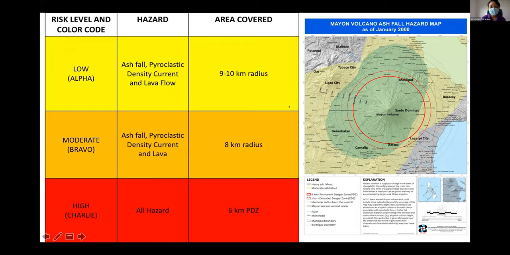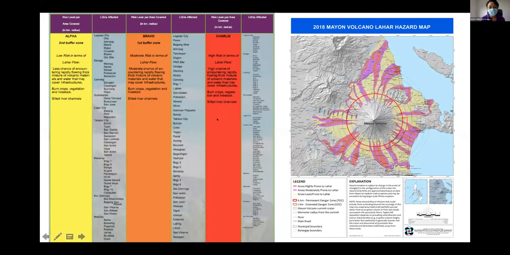And pansin po natin na wala po dito yung sa lahat. For Albay, they have separated it naman po. Based naman po ito sa mga hazard maps ng PHIVOLCS. So for Alpha, ito po yung low risk. And then Bravo, ito yung moderate risk. And then Charlie is the high risk. Or ito po yung kulay pula. Makikita po natin ito sa ating manual.